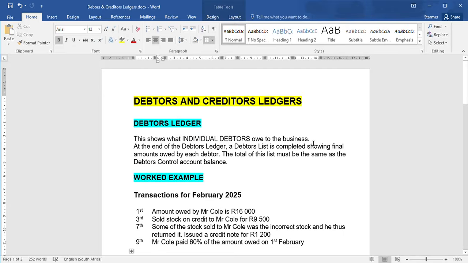At the end of every month, you're going to take each debtor's final balance and put their name and the amount that they owe into something called a debtors list. And if you add up the debtors list, you must check that that is the same as the balance of the debtors control account in the general ledger. We will do the general ledger at a later stage. Right, let's look at a worked example and I will show you how easy this is to do.